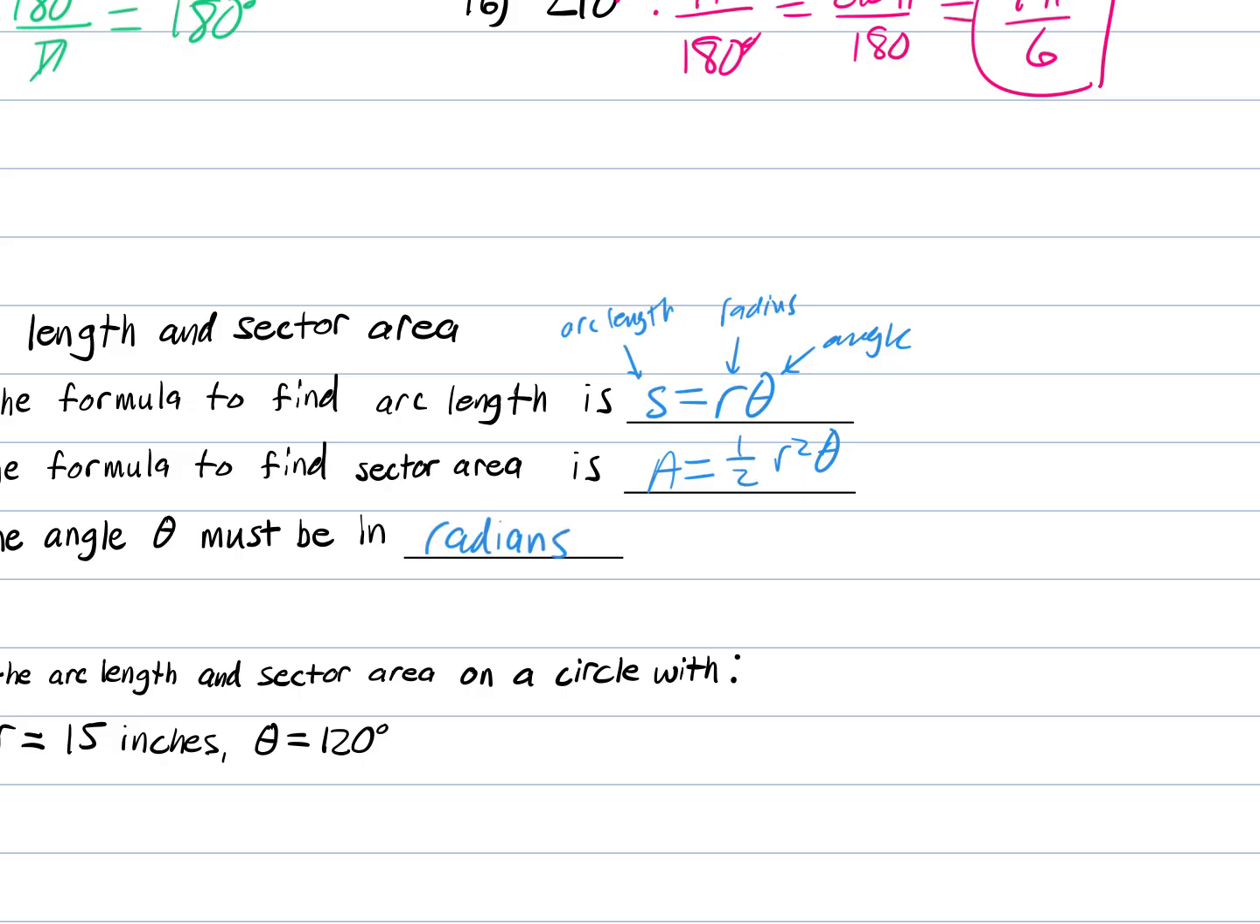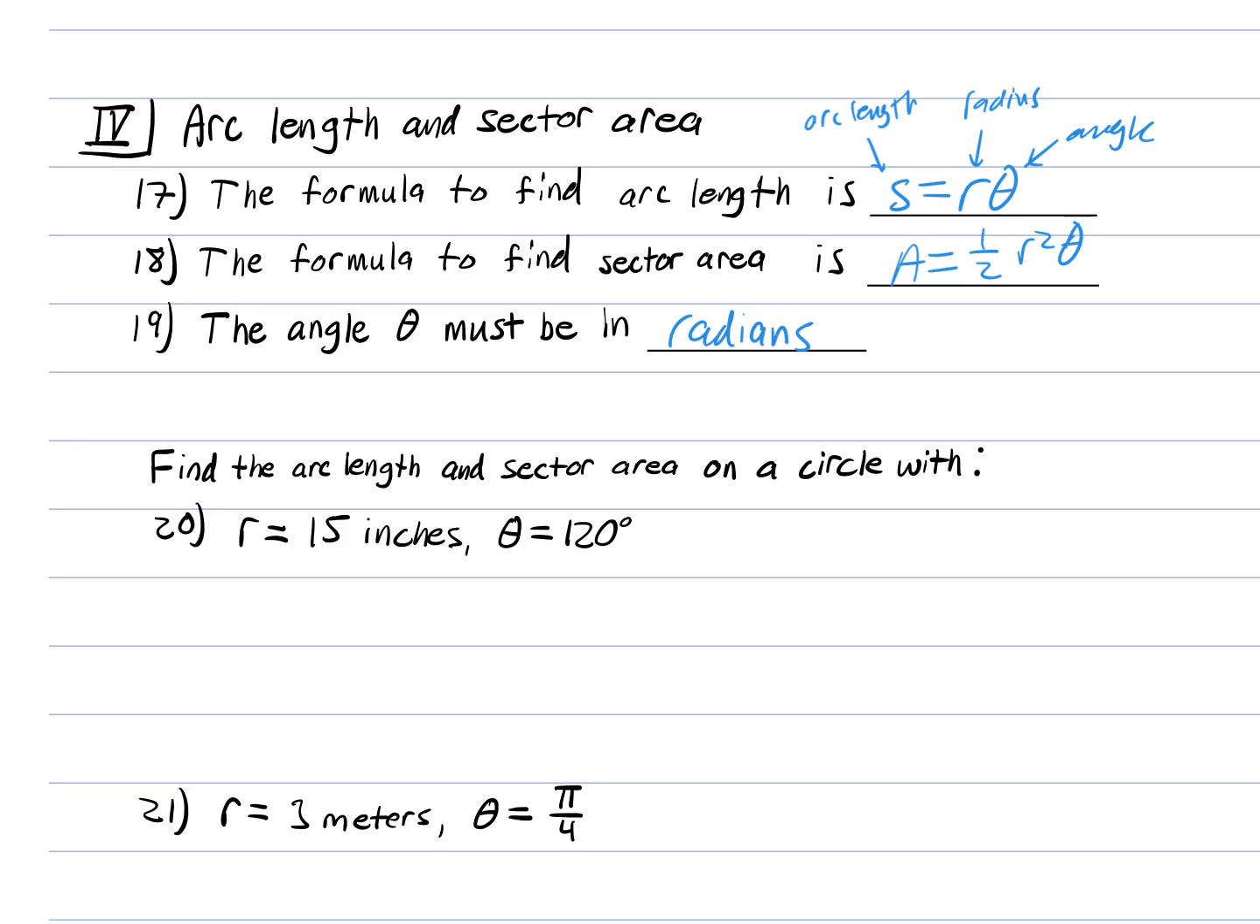If you have a problem that gives you the angle in degrees, you need to convert it to radians before you can continue the problem. Just like this example here. I give you a radius of 15 inches and an angle of 120. I can't plug 120 into S equals r theta and A equals 1/2 r squared theta. I have to convert it to radians.